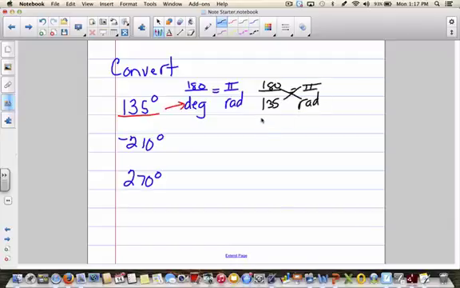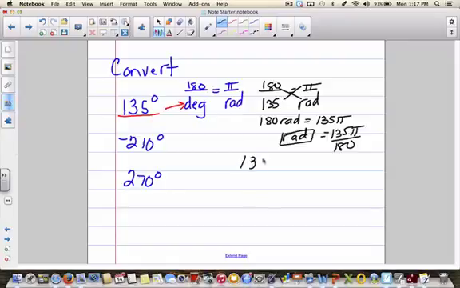I'm going to cross multiply, so I get 180 radian is equal to 135 times pi. Then if I isolate the radian, which is telling me what it is in radians, I get 135 pi over 180. I have two choices. I can go to a decimal and go 135 times 3.14 divided by 180. So I replace pi with what it is as a decimal, and then I'm going to get my calculator out and just type it in.